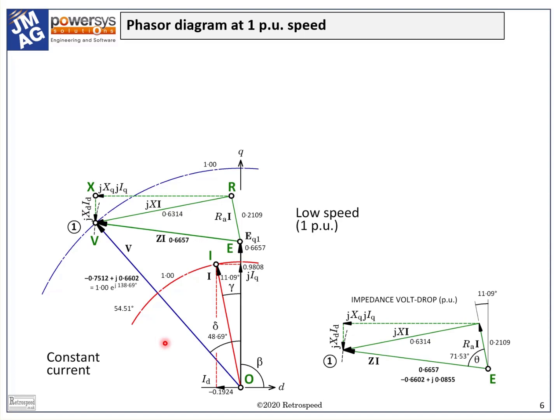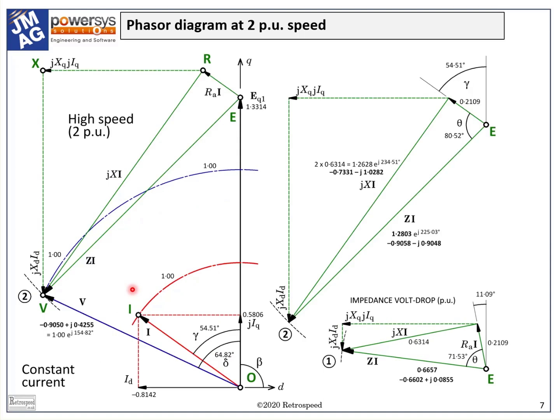The power factor angle is the angle between OV and OI, and here it is 48.69 minus 11.09 equals 37.6 degrees. The fundamental power factor is the cosine of this angle, 0.792, and it is lagging because OI lags behind OV. Now, what we're going to do is to double the speed. We're going to do this while trying to keep the same current magnitude, 1 per unit.